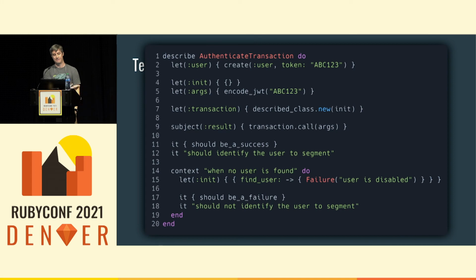We can check that behavior of the transaction directly. On line 4, we've defined some default arguments, in this case, an empty hash. On line 7, we initialize the transaction with those arguments, and on line 11, we verify that the transaction is a success. Then on line 15, we override the initializer arguments with a hash that has the step name we want to override as a key and the value of a lambda to call instead of that step.